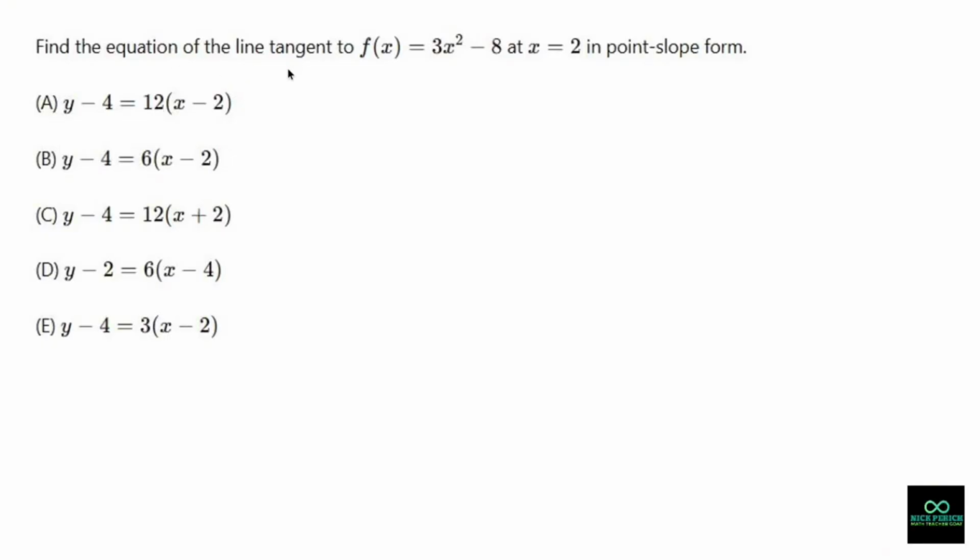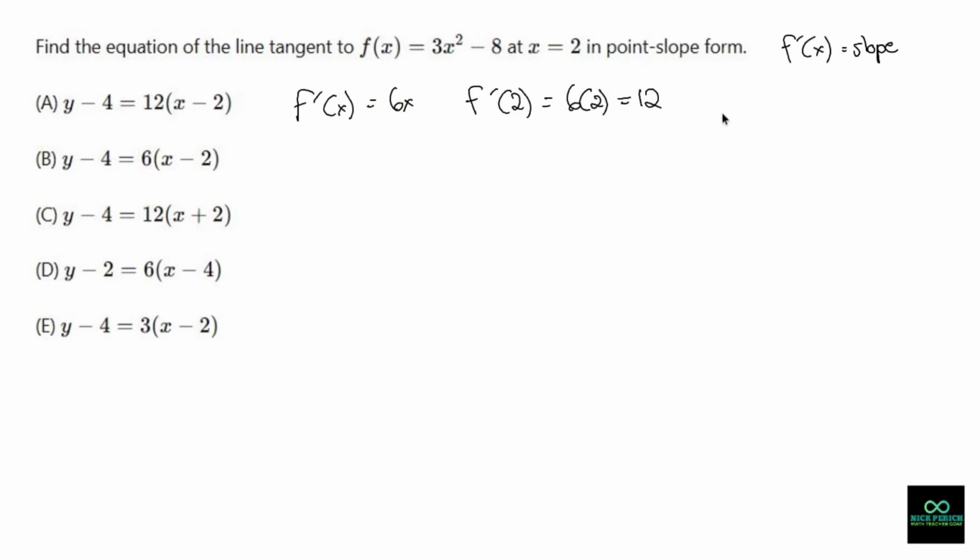Find the equation of the line tangent to f of x equals 3x squared minus 8 at x equals 2 in point slope form. So what I have to do is find the slope, which is f prime of x. That's going to give me slope. So let's find f prime of x, shall we? F prime of x is going to be, drop down the 2, 6x, minus 8 just disappears. Now at x equals 2, the slope at that moment right there is going to be f prime of 2, which is going to be 6 times 2, which is 12.